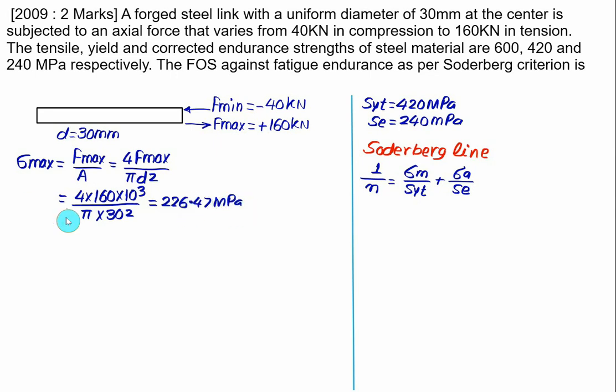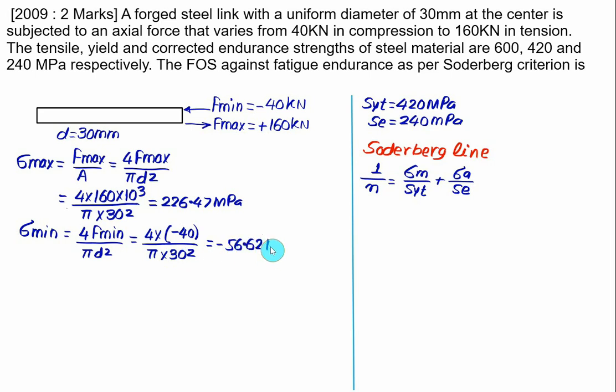In a similar fashion, we can calculate the minimum stress. That is equal to 4 times the minimum force divided by pi d squared. The compression force we take as negative, so we have minus 40 divided by pi, with diameter 30 squared. This is a compressive stress, so it is negative 56.62 megapascal.